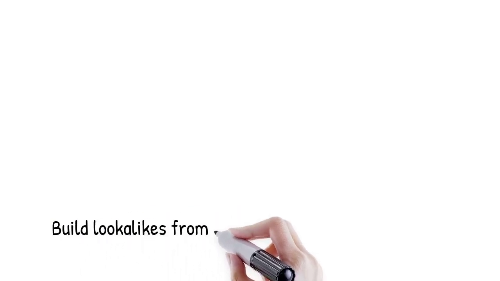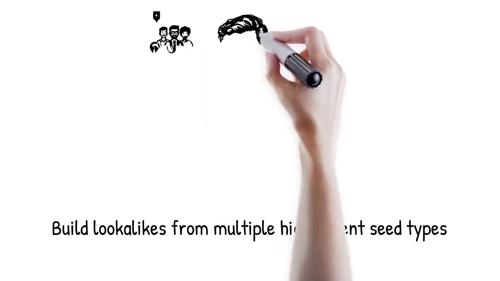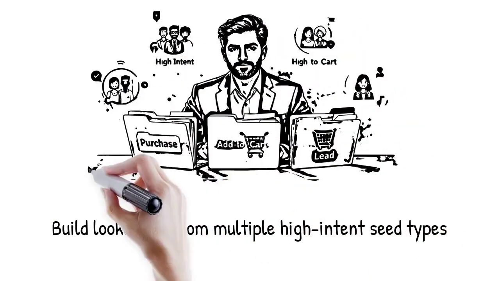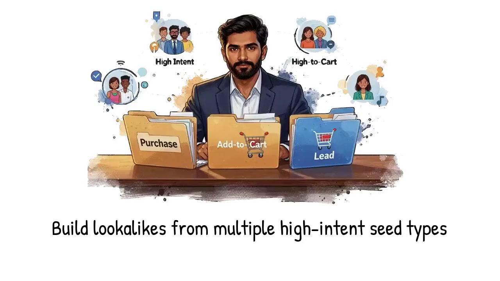Build lookalikes from different seed types. Don't rely on one seed. Create lookalikes from multiple high-intent sources. Purchase lookalike 1 to 3%, your strongest scaling audience. Add to cart lookalike 1 to 3%, great for e-commerce and D2C.